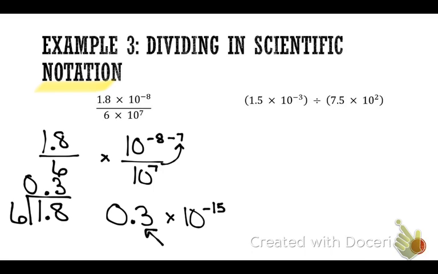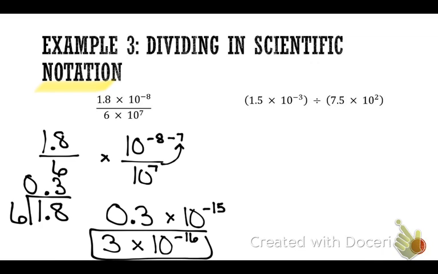But this is not my final answer because now I have a number that's too small. It's not between 1 and 10. So which way would I need to move my decimal? To the right. All right, so let's kind of flip it a little bit. When I moved it to the left, I increased my exponent. So what do you think is going to happen if I move my decimal to the right? I'm going to decrease my exponent by 1. 3 times 10 to the -16th power. All right, and that would be my answer.